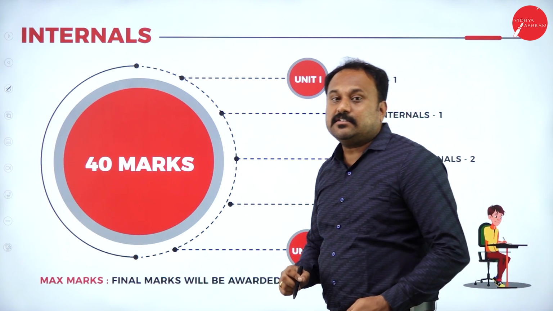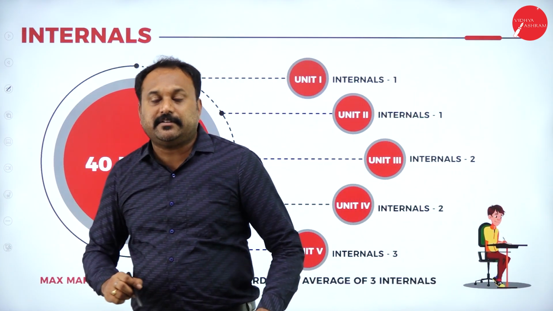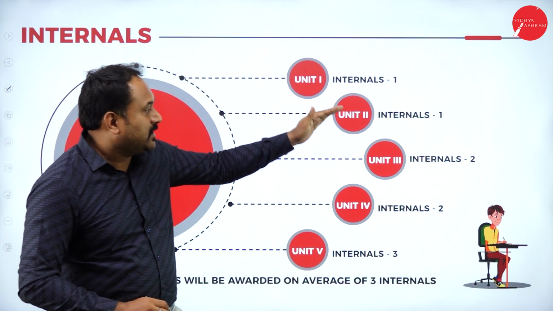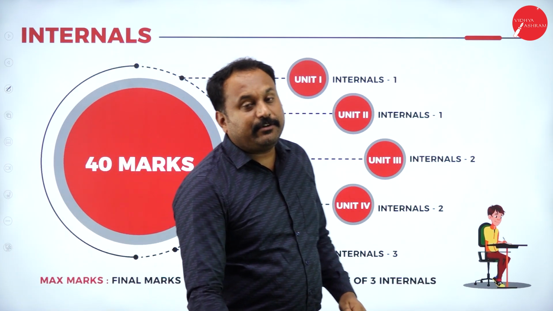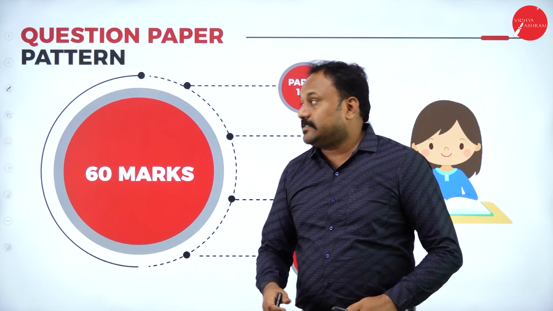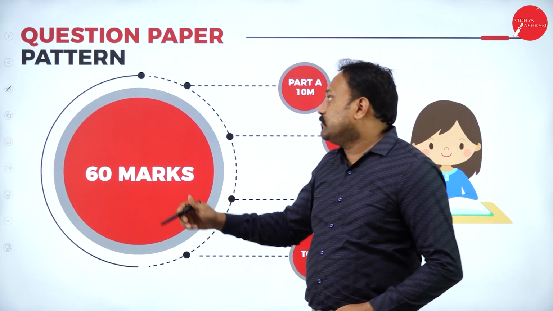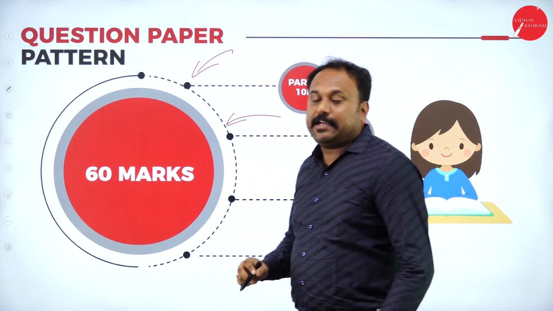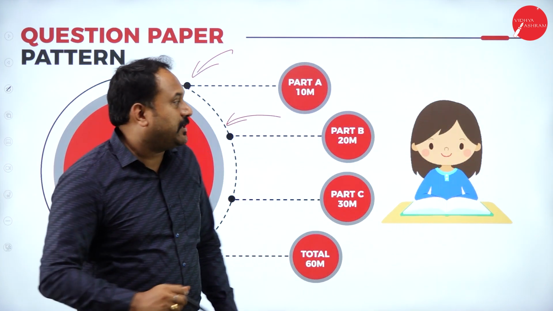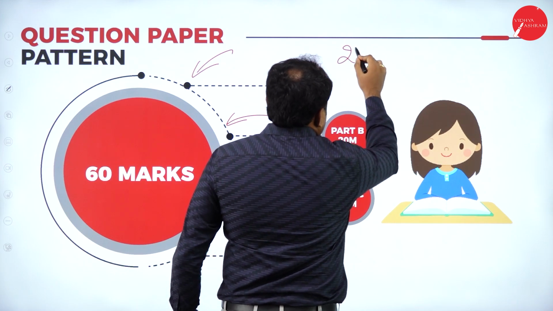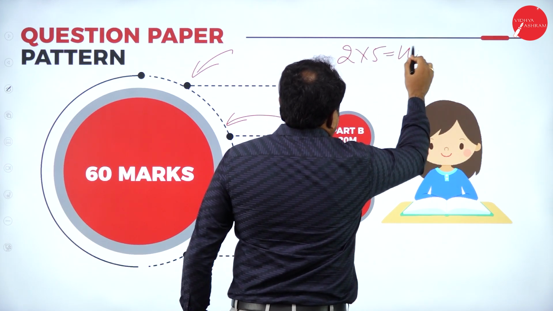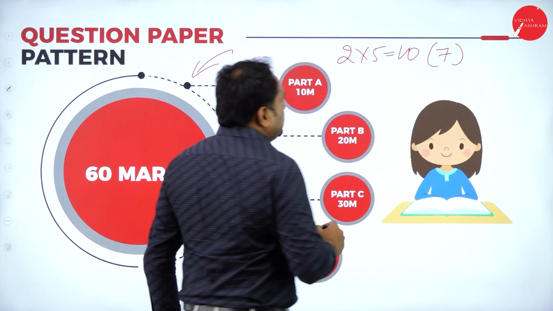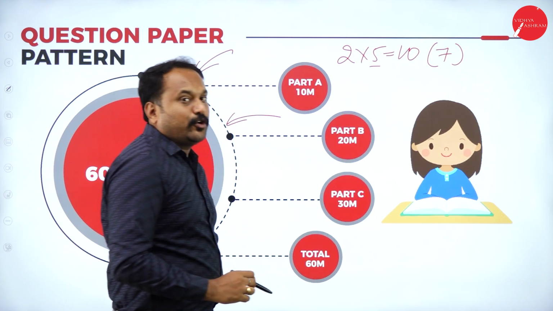Next is internals. 40 marks is the internals, where you will be having internal 1, 2 and 3, and then we'll go for the best of it. Next is the external, which we are talking more about. We are stressing more on the external. You have part A, part B and part C. Part A will have 10 marks, where 2 into 5 is equal to 10. You'll be getting 7 questions and you are supposed to write only 5 questions.